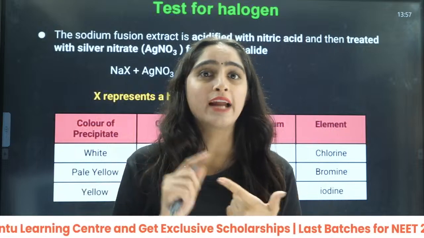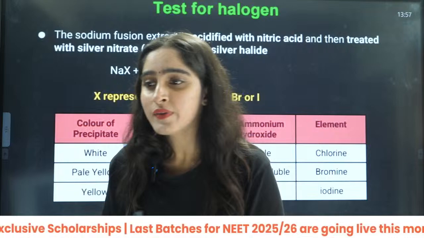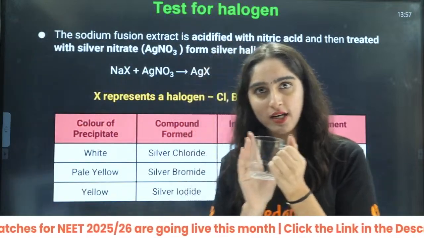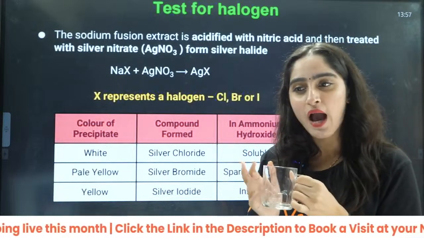Sulfur test got failed, nitrogen and sulfur test got failed. Now you have the halogen test, right? Now you have that sodium extract. You again have that sodium extract. Yes beta, I will drink, don't worry. Okay, again you have that sodium extract.